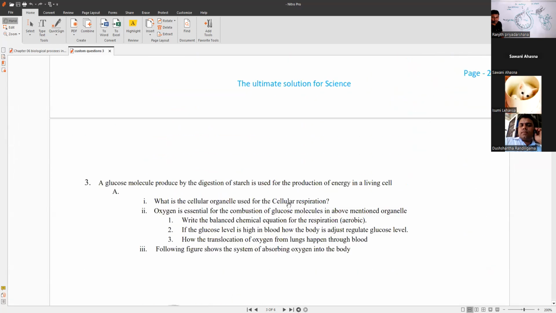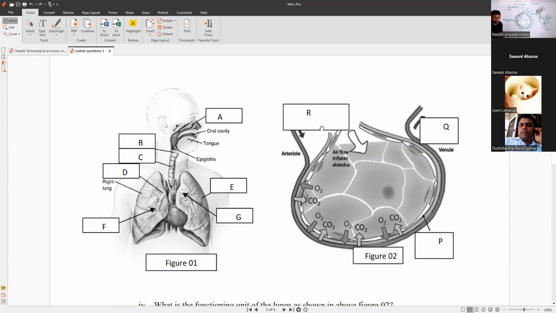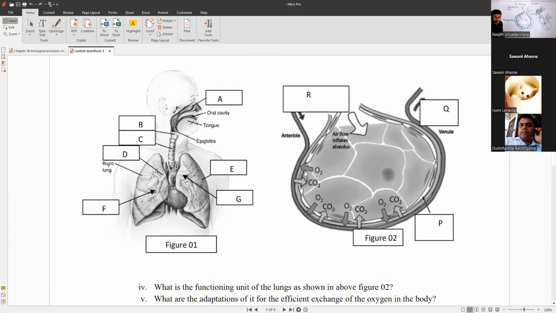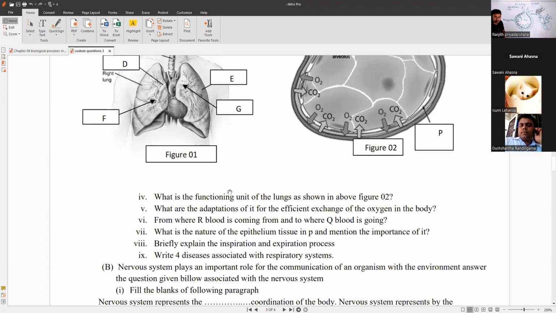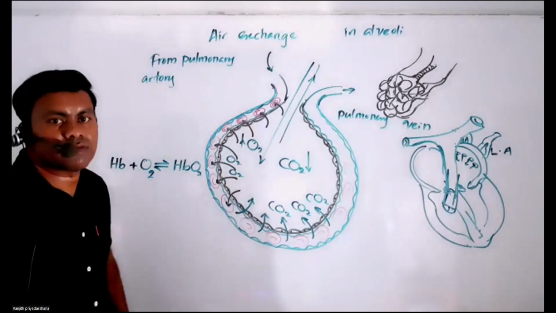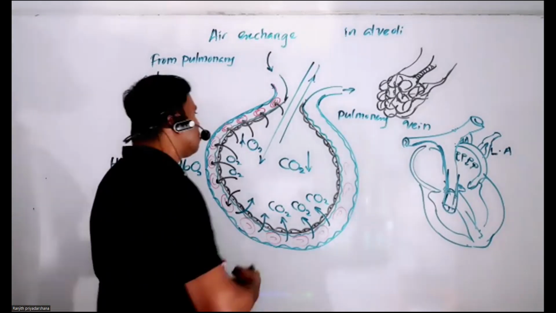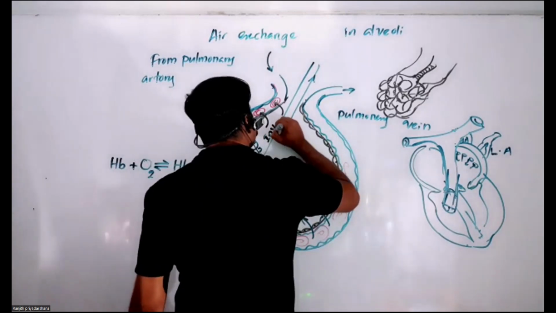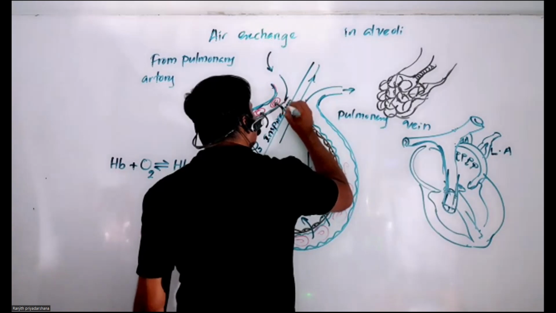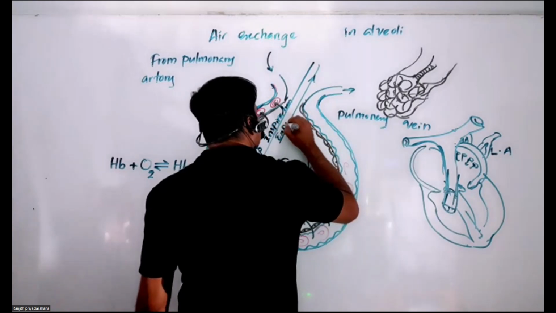So a set of questions associated with that, right? So this is that overall action that happens. So this is another question. Diffusion of carbon dioxide into the alveoli and diffusion of oxygen into that blood capillaries. Right. So this process is inspiration. This process is expiration.